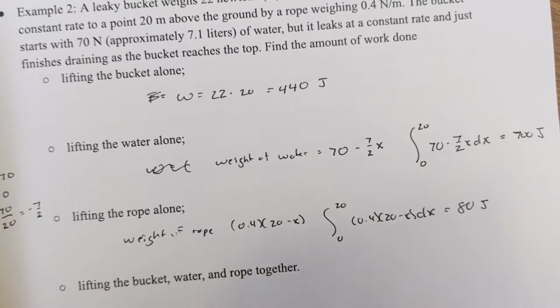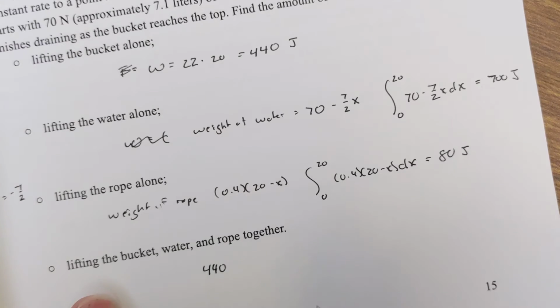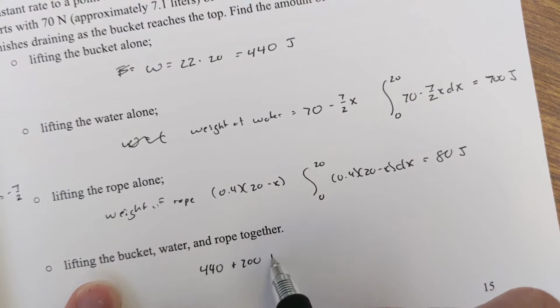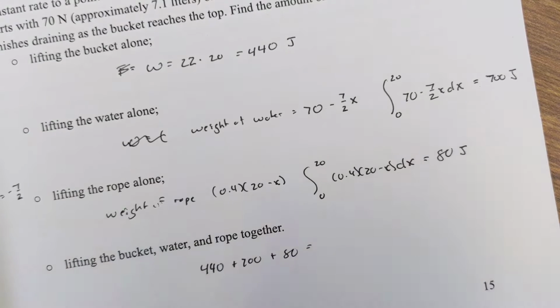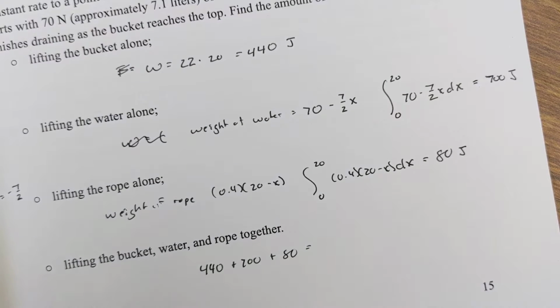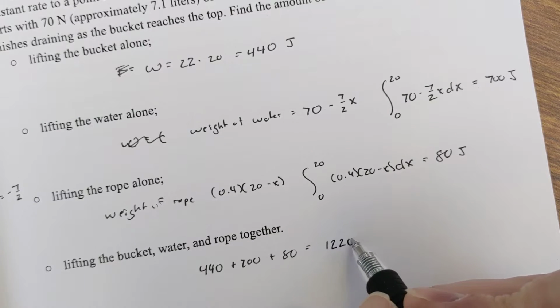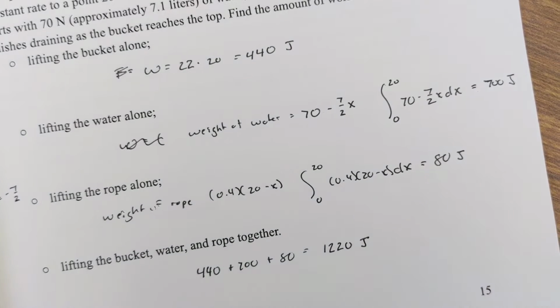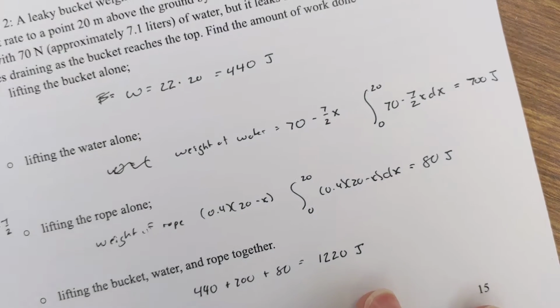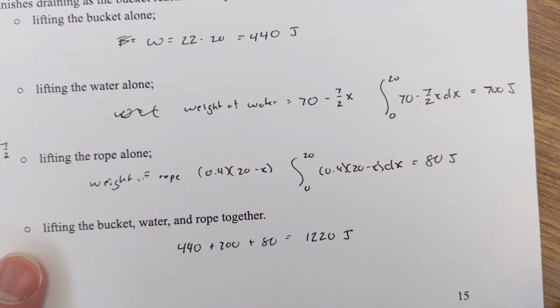So lifting it all together, the bucket plus the water plus the rope, 440 plus 700 plus 80, takes a total of 1,220 joules to lift the rope and the water and the bucket, if the bucket drains.